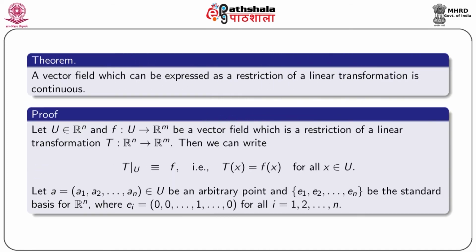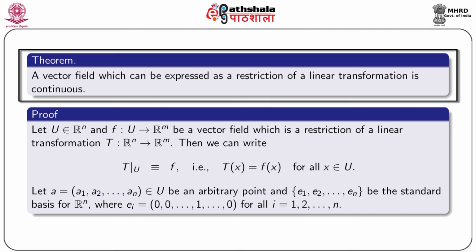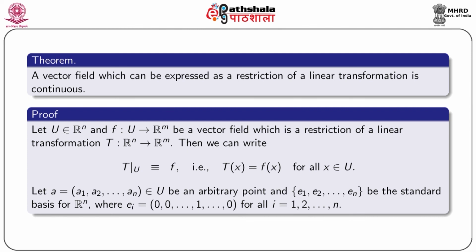Another result. It reads as follows: a vector field which can be expressed as a restriction of a linear transformation is continuous. We give the proof here. Let U be a subset of Rn and F is a vector field defined on the set U which is a restriction of a linear transformation T defined over Rn. Then we can write F is nothing but restriction of T over U, that is, for all x in U, Tx equals Fx. Let a be an arbitrary point in the set U and we denote the standard basis of Rn by e1 to en.